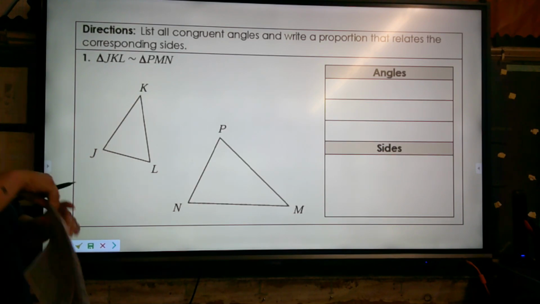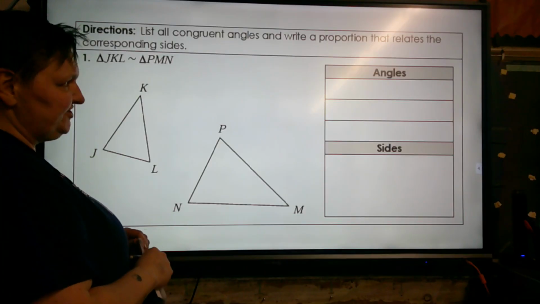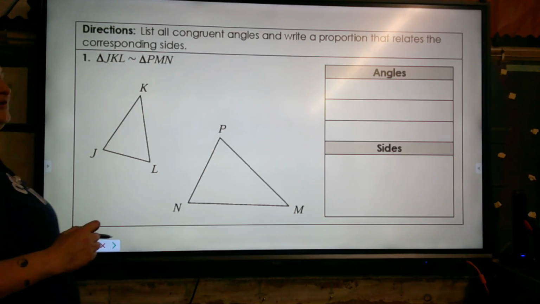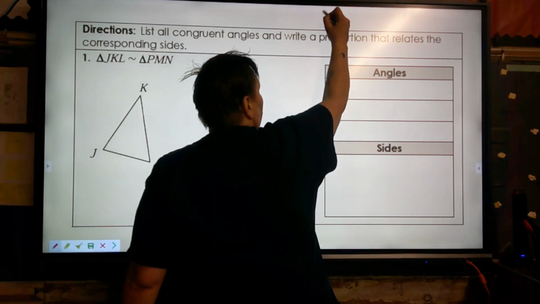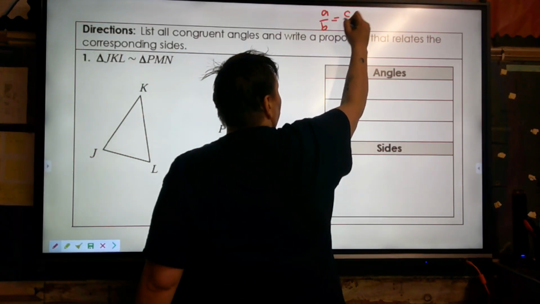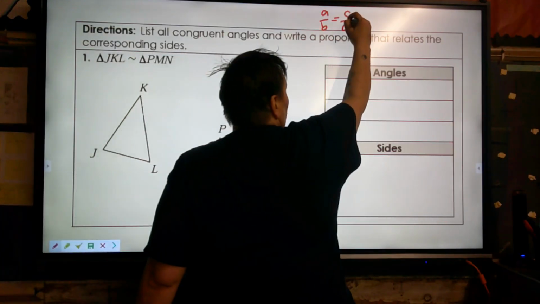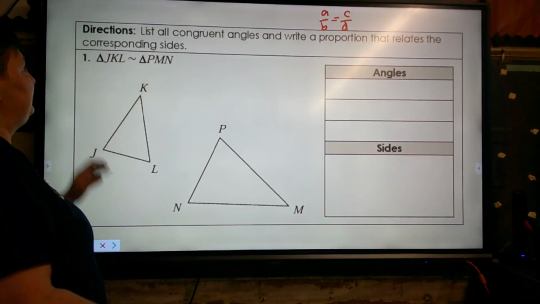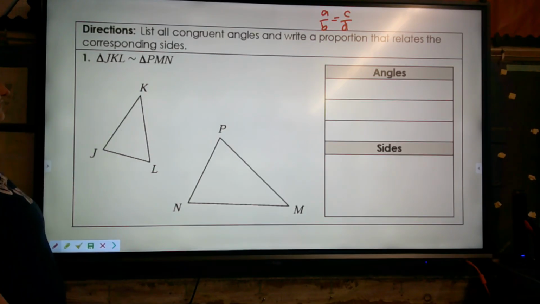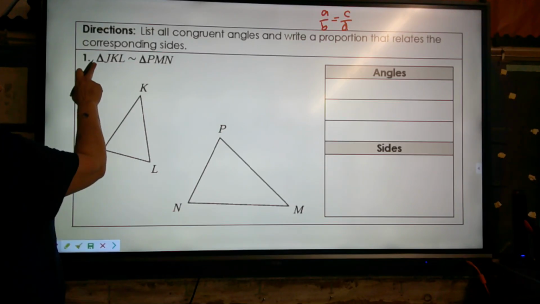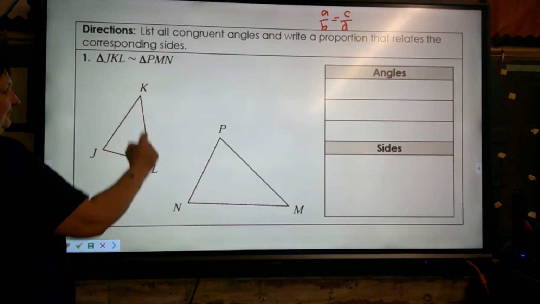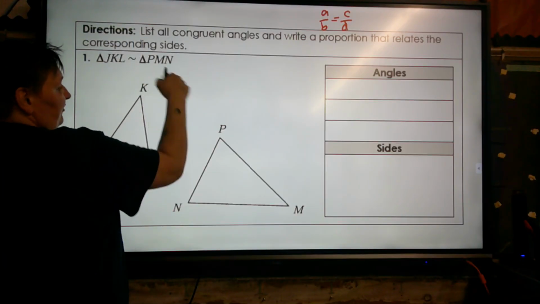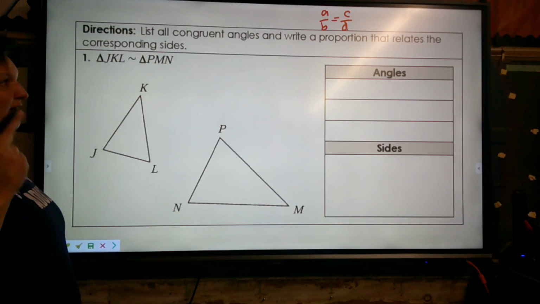List all congruent angles and write a proportion that relates the corresponding sides. We're going to write a fraction, right? We're going to write our proportion that relates the corresponding sides. It tells us triangle JKL is similar to triangle PMN. We know that means two things.